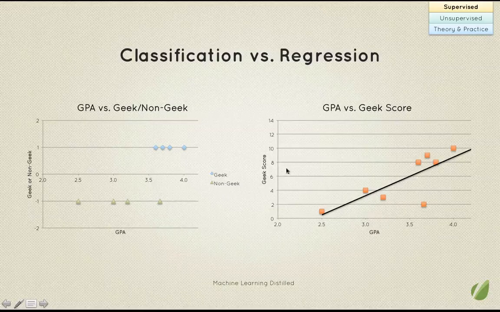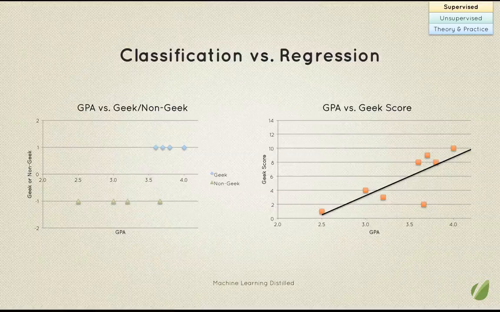Only 2 classes. In contrast, regression, in this case the geek score, represents, based on some input, what is the real valued output. In this case, you see we've drawn a line that represents the equation that maps the GPA to geek score. This is regression.